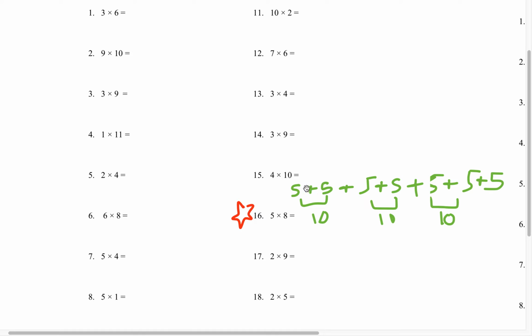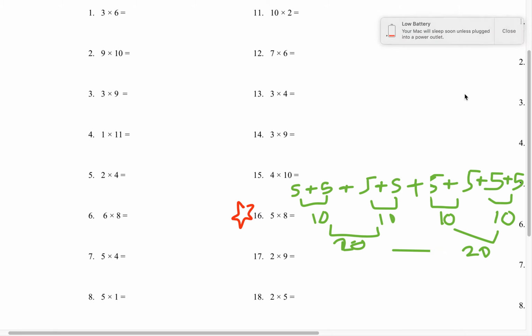Okay. 2, 3, 4, 5, 6, 7. Oops, I forgot to add another 5. Okay. So there we go. 10 times 2, aka basically 10 plus 10 is not 100, it's 20. And this is 20. And 20 plus 20 is 40. Therefore, the answer is 40.